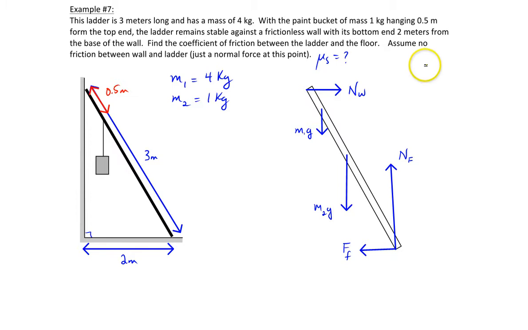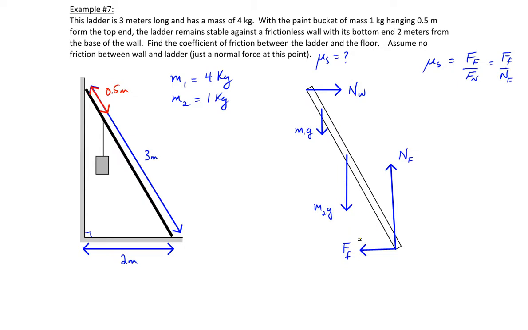Now the coefficient of static friction is equal to the force of friction divided by the normal force. So the force of friction, we know we have to find that over here. And the normal force, by the way, is the normal force from the floor, not from the wall, but from the floor. So we need to find these two forces, and if we can find those two forces, then we're in business.